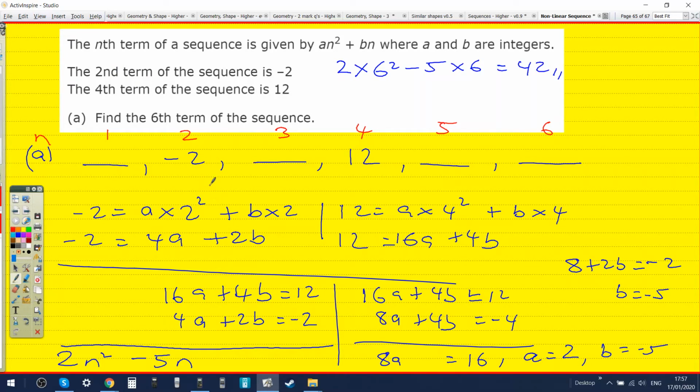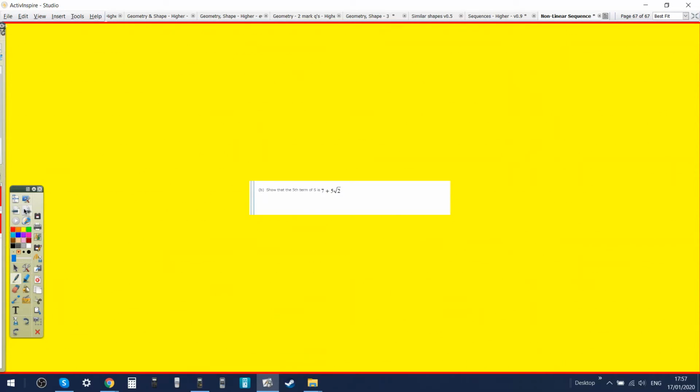There you go. So that one, sub 2 for n, make it equal to the second term. Fourth term, sub 4 for n, make it equal to the fourth term. Solve them, and then use that one. So that's what an exam question looks like.